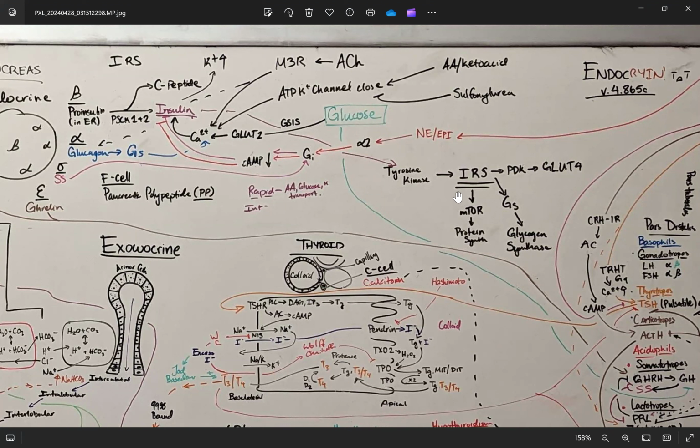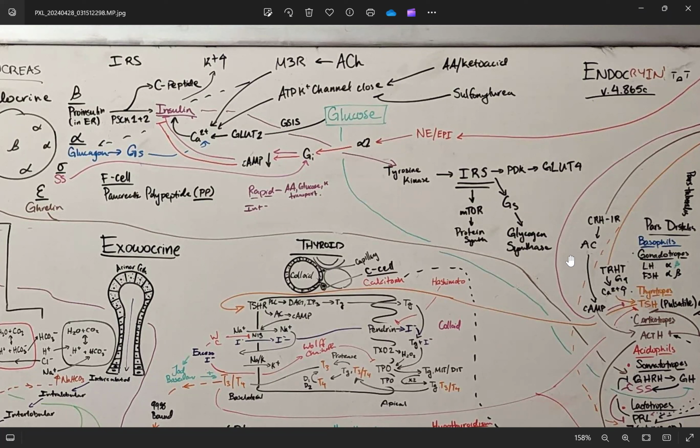So your IRS can signal to a PDK, which will eventually increase expression of GLUT4, your insulin-dependent glucose transporters. Those are expressed in skeletal muscles, for example. Then you can also signal to G proteins. So GS will increase your glycogen synthase, which makes sense: if you're increasing glucose, you're wanting to use it as much as you can. You can use it for energy, or you can use it for storage. Glycogen synthase makes the glycogen for storing.